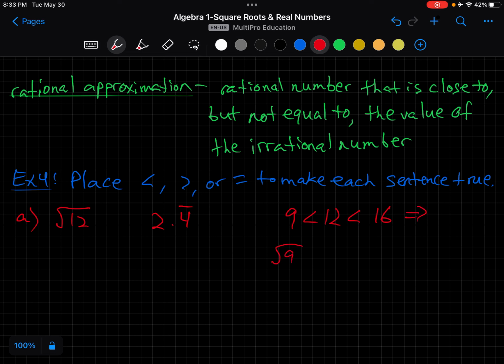So if we know that this is true, we also know that if we add square root symbols over each one, this is also true. Well, if that's true, then we know that 3 is less than the square root of 12, and that 4 is greater than the square root of 12. Well, we know that 2.4 is actually less than 3, right? So then we know that the square root of 12 is greater than 2.4, because if it's greater than 3, and 3 is greater than 2.4, then we know it should be this.